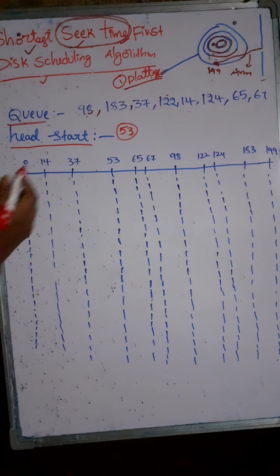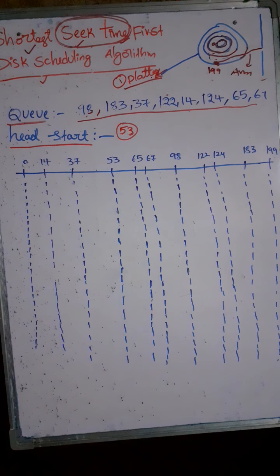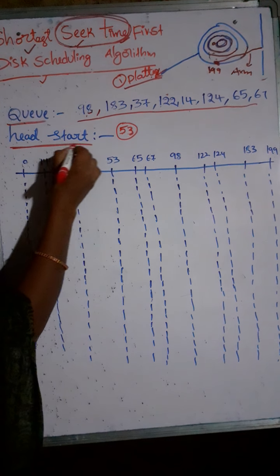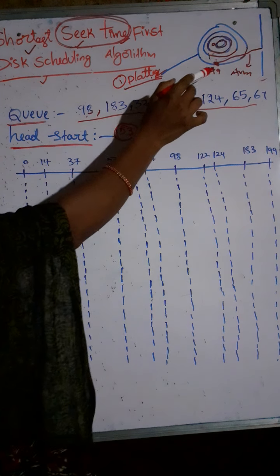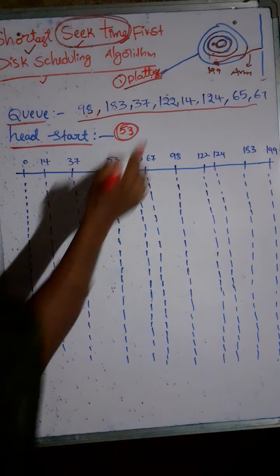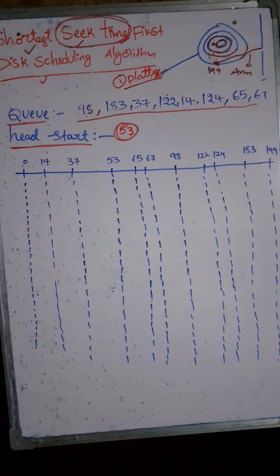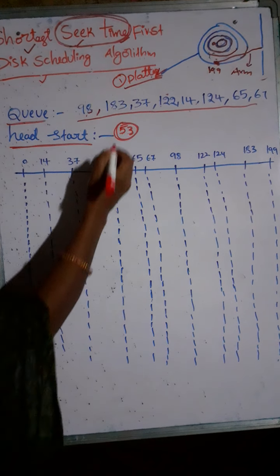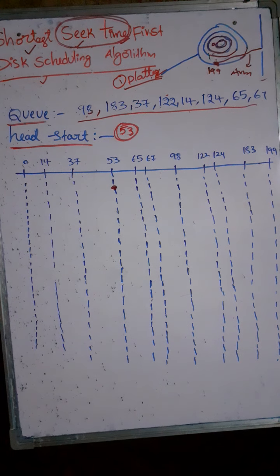Let us assume that these numbers represent the track numbers of the input or output requests, and the read or write head is at 53. I have written the track numbers in this line to represent them easily. Now if you observe, the starting read or write head position is 53, so the head is at track number 53 now.